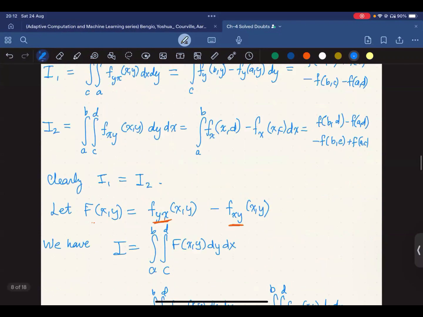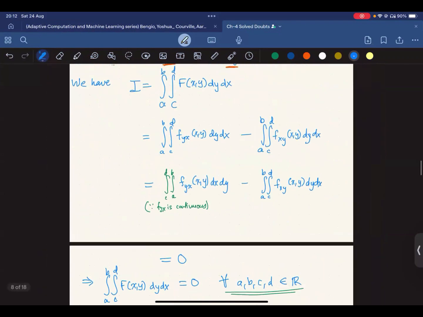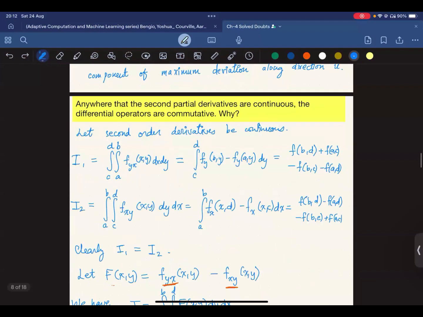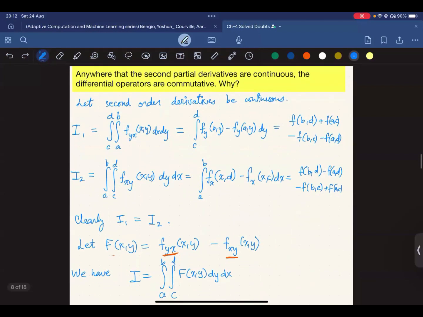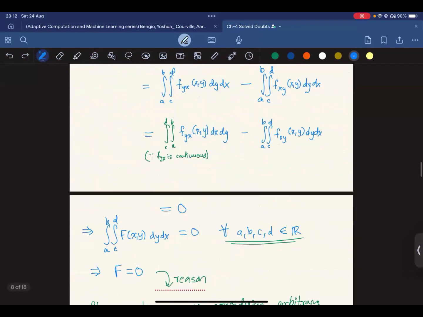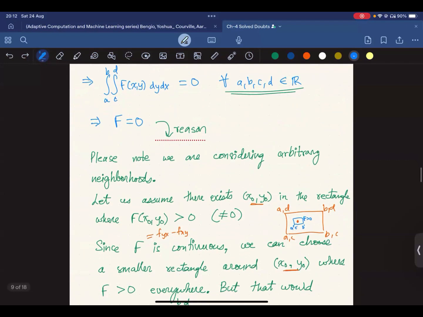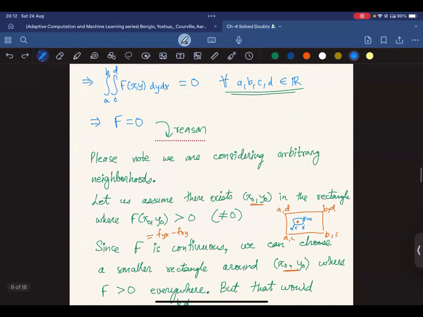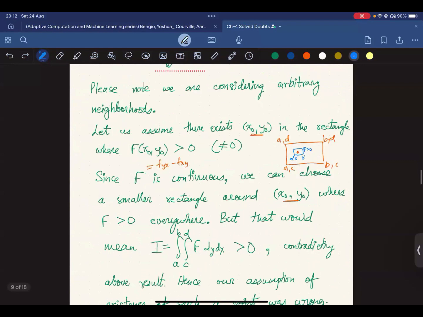You can go through this proof if you get time. I'll share this PDF. So that is the proof by contradiction. And this is the very reason why we get the Hessian to be symmetric, because the functions are continuous and fxy equals fyx.